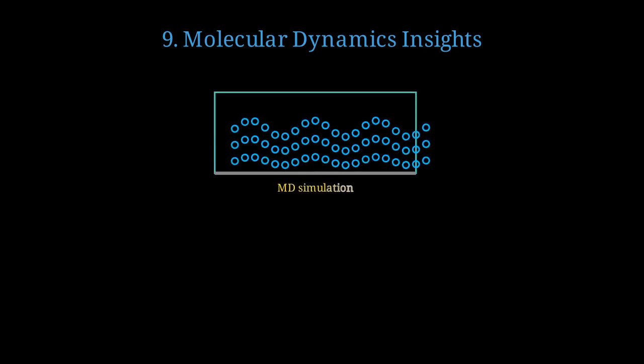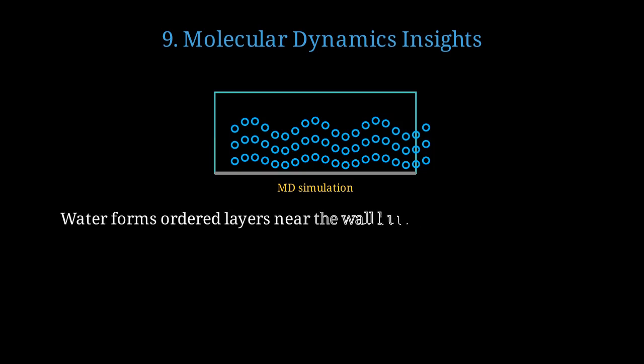Molecular dynamics simulations reveal fascinating details about slip at the atomic level. Molecular dynamics simulations show individual water molecules near the carbon nanotube wall. Notice they maintain finite velocity even at the surface. Water molecules form somewhat ordered layers near the smooth carbon surface, but unlike in macroscale flows, these layers maintain velocity.